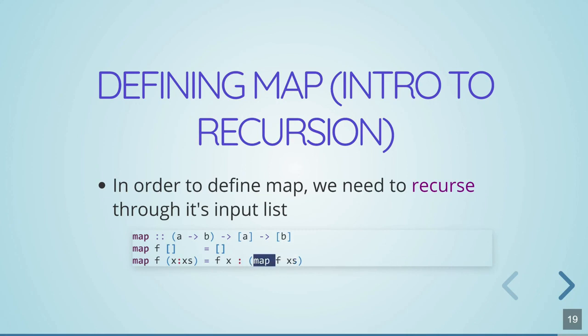This is an element, and we use the colon operator to then create more of a list. Then we're going to call the function map inside of its own definition. We're going to give it f again, and then instead of giving it the whole list back as its argument, we're just going to give it the tail of the list, xs here. We're going to keep doing that until xs becomes the empty list, and then we just return the empty list here.